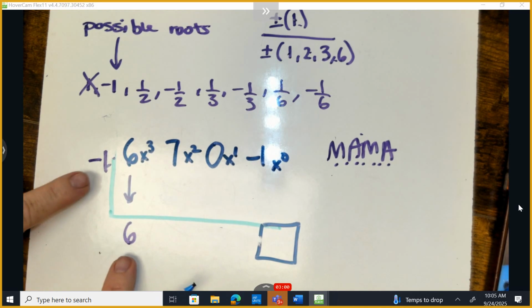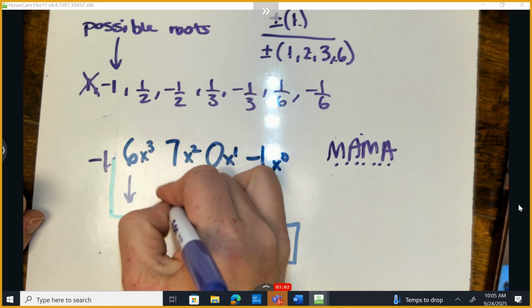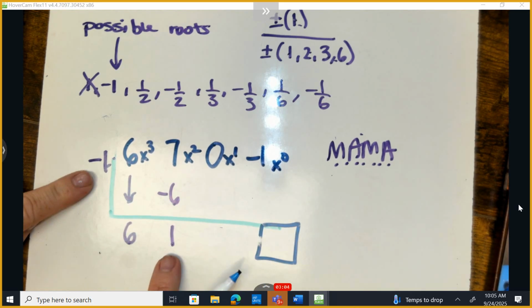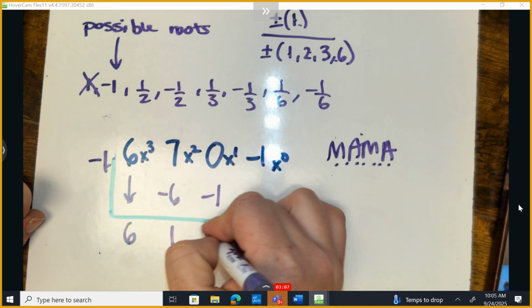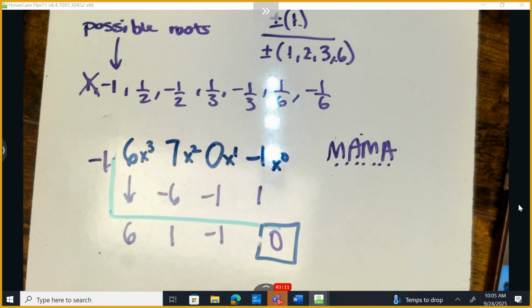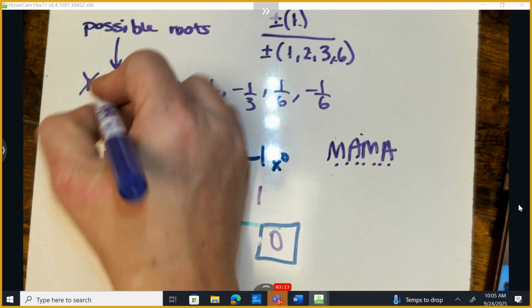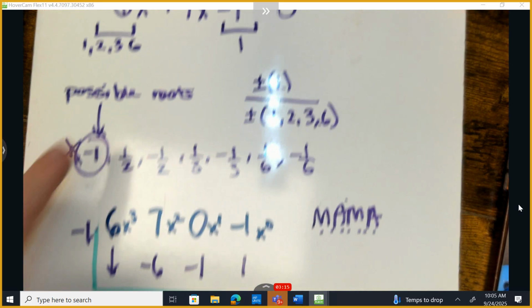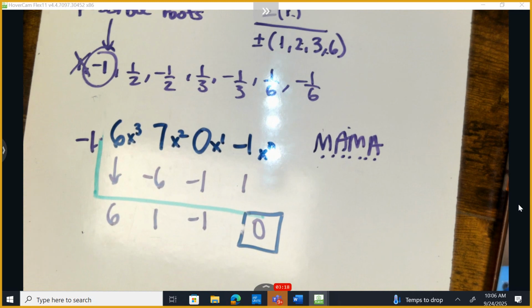Okay, dropping down 6. I'm multiplying to get negative 6, adding down to get 1. Multiplying to get negative 1, adding down to get negative 1. Multiplying to get 1, adding down to get 0. This tells me that negative 1 is a solution to this polynomial equation.